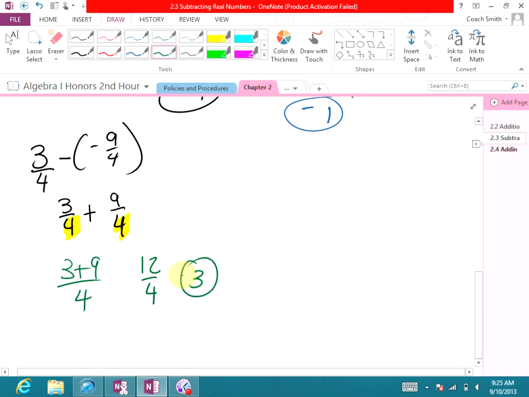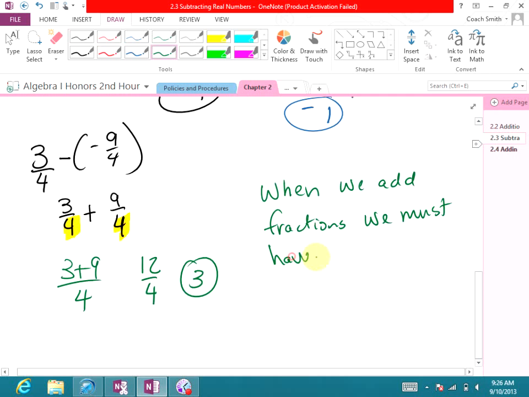Reminder, when we add fractions, we must have common denominators.